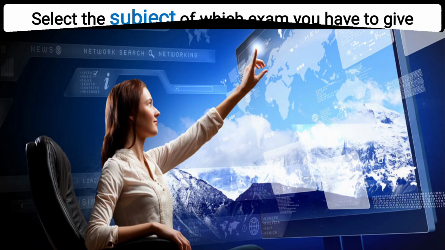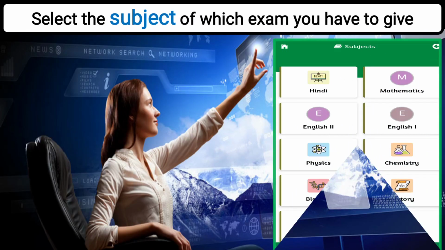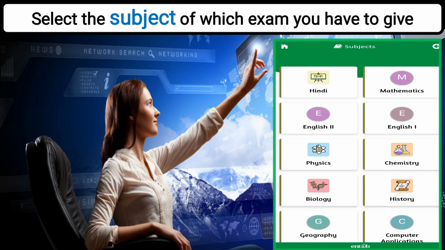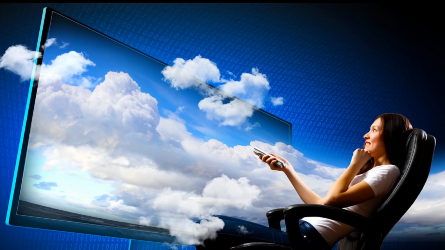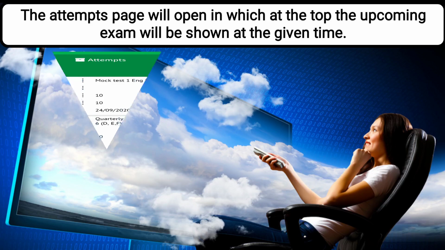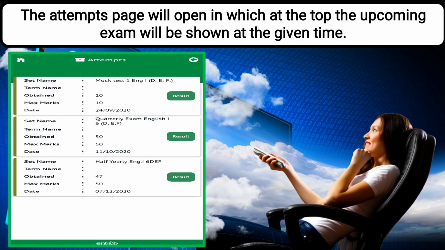After selecting online exam option, the subject page will open as you can see in the image. Here select the subject of which exam you have to give. Suppose you have to give the exam of mathematics, so you have to choose mathematics subject. After choosing the subject, the attempt page will open. As you can see in the image, this is the attempt page.